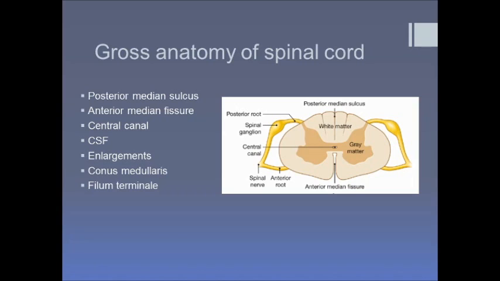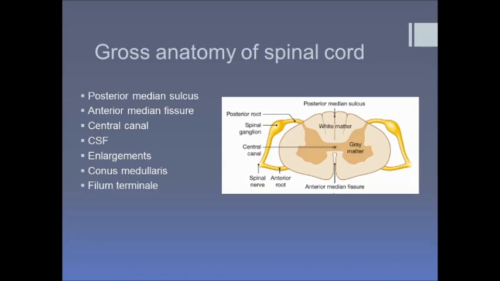So the central canal goes through the middle, and it contains cerebrospinal fluid, or CSF, which helps to keep the integrity of the spinal cord. It also provides a little shock absorption. There are 2 enlargements of the spinal cord. There's the cervical enlargement, which supplies sensation to the shoulder and upper limbs. And there's the lumbosacral enlargement, which provides sensation to the pelvis and lower limbs.